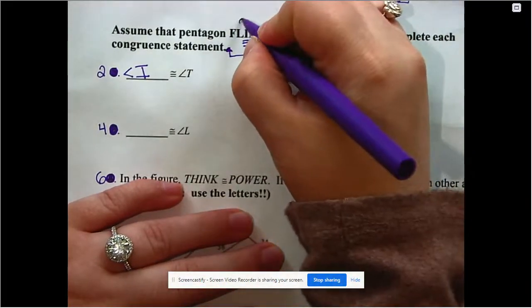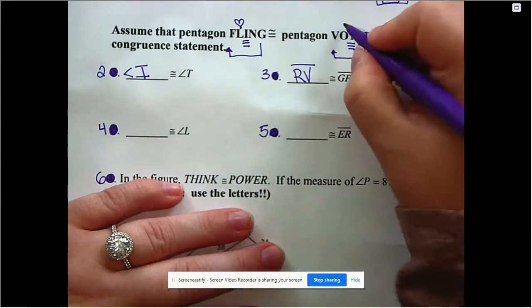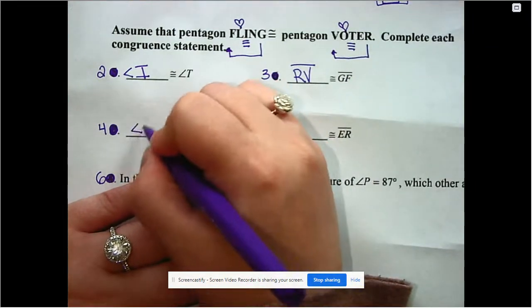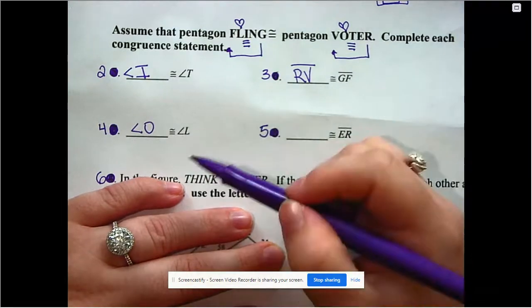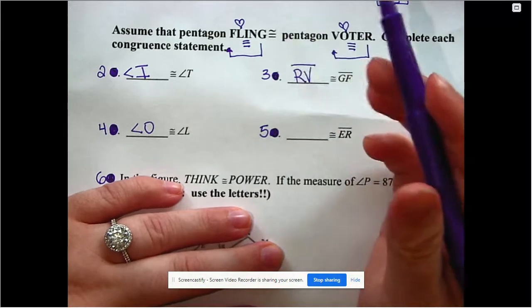L is the second letter. L es la segunda letra, and O is the second letter. So angle O is congruent to angle L. Esos ángulos son congruentes porque ambos son la segunda letra.